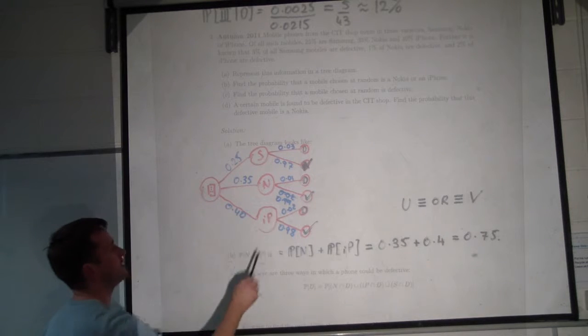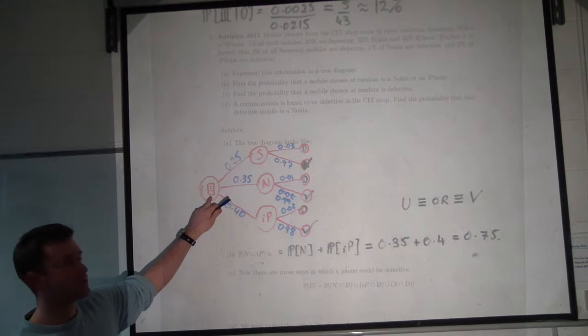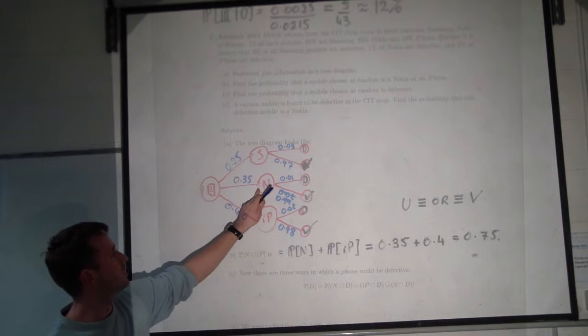So the next question is find the probability that a mobile phone chosen at random is defective. So the question is, how can you end up with a defective phone? So not talking about numbers, but how could you end up with a defective phone? Well, yeah, but that's all captured in these numbers here. So there's 3 ways that a random phone is defective. Samsung and defective, Nokia and defective, and iPhone and defective.